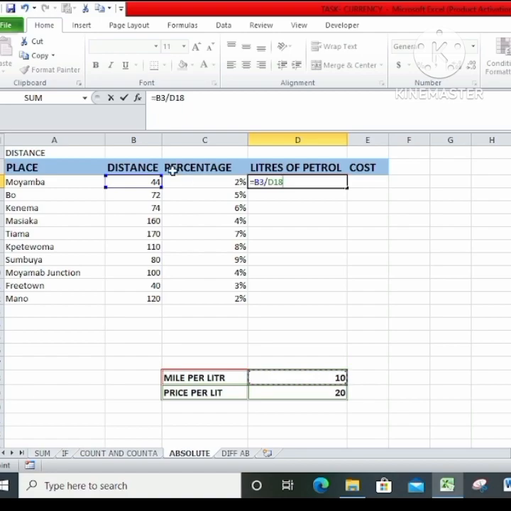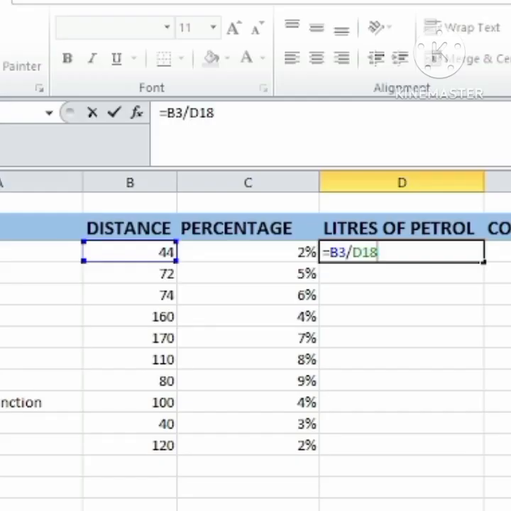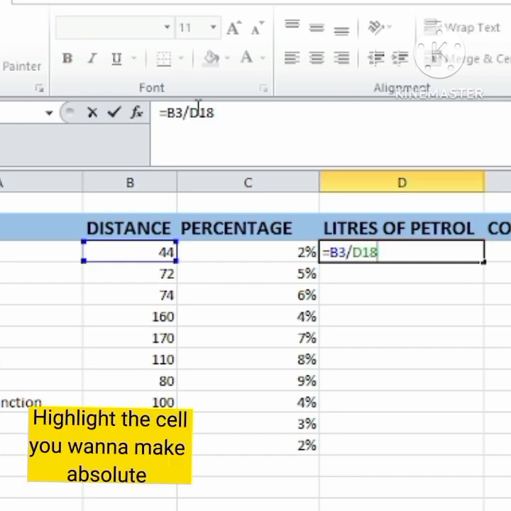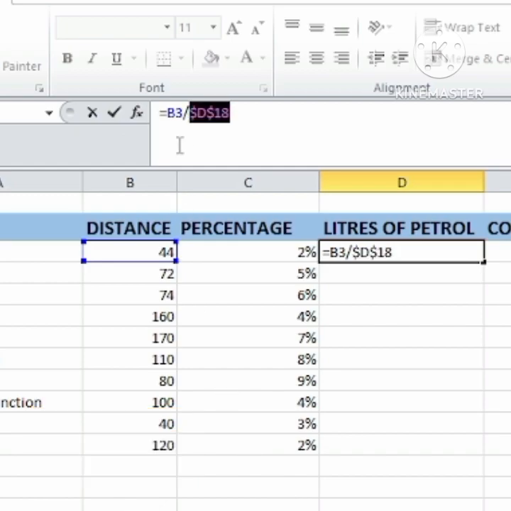And this time around, we are going to make this 10 here an absolute cell reference. We have to make it constant so that Excel cannot move to another step here. So how do you make a cell an absolute cell reference? All you have to do is click before this D here, focus on your formula bar, click on this D and press F4 on your keyboard.